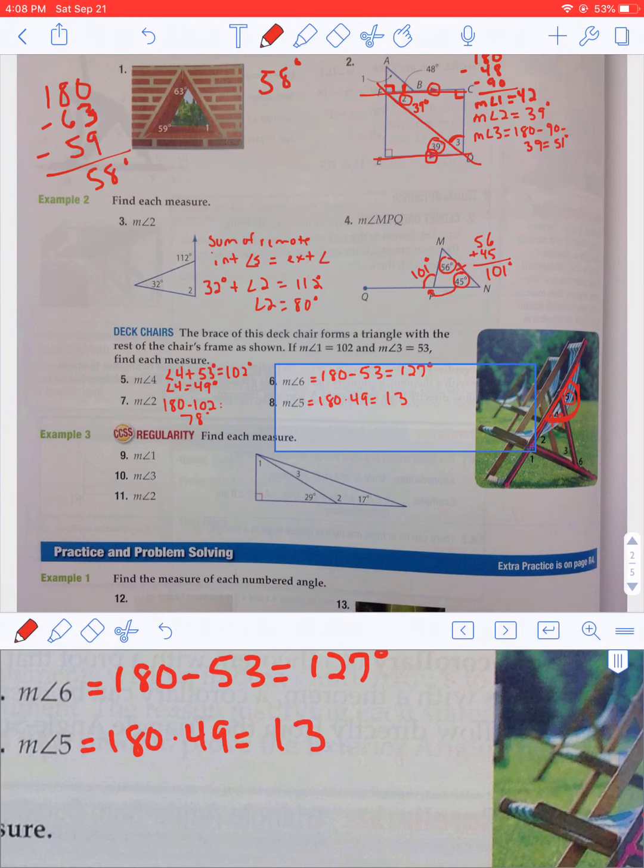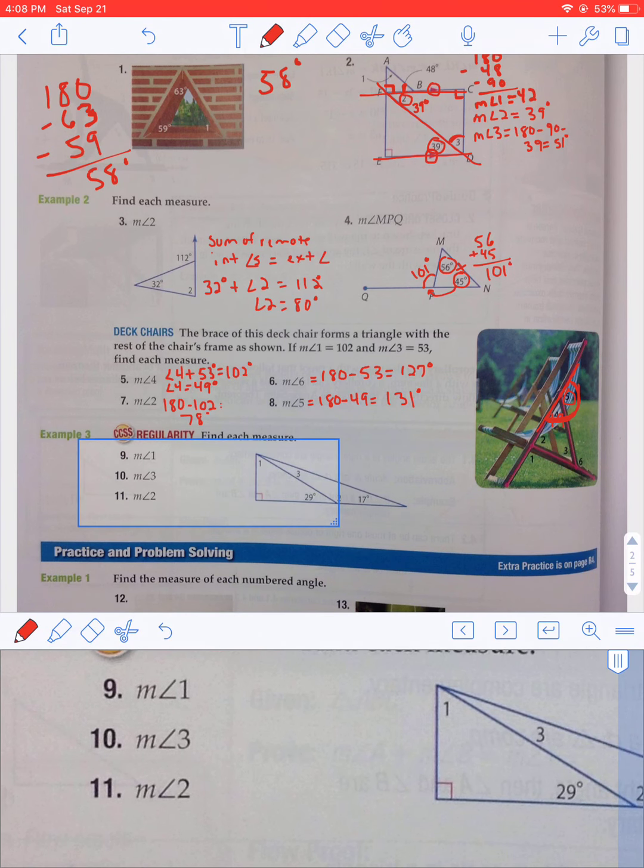And we're going to get 131 degrees. So that concludes that section. We're going to do these. Again, we're finding each measure, and number 1 you should be able to get yourself, so pause the video and check back with me to get the answer.